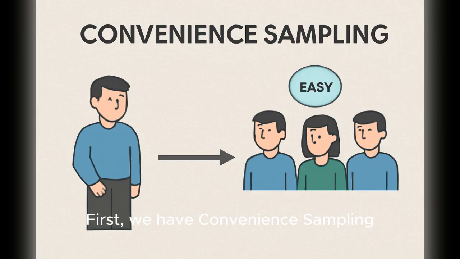First, we have convenience sampling. This is exactly what it sounds like. You survey people who are easiest to reach. Standing outside the library and surveying the first 50 people who walk by is a classic example. It's fast, cheap, and easy, but the major drawback is that it's highly prone to bias. The people you survey might not be representative of the entire student body at all. It's great for a quick pilot test, but not for drawing firm conclusions.